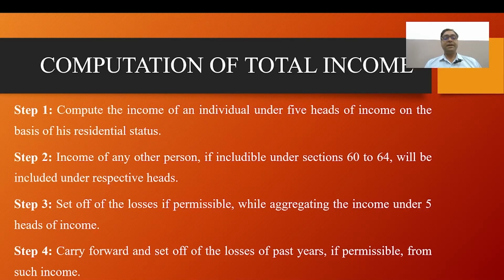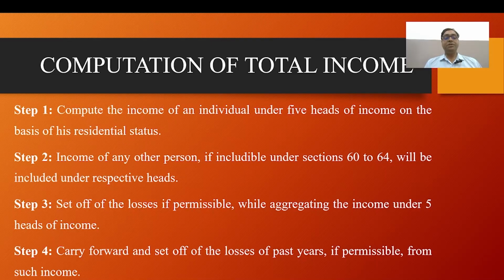Step 3 is set off of losses, if permissible, while aggregating the income under the five heads of income, and carry forward, regarding capital gain. Short term losses we can set off against both short term and long term gains, but long term losses we can set off only against long term gains. The same applies to house property loss. If you have three or four houses and have a loss from one, you can set it off against the income from house property. That is step 3.